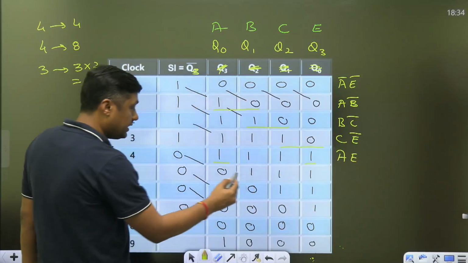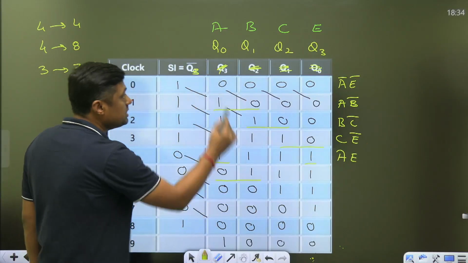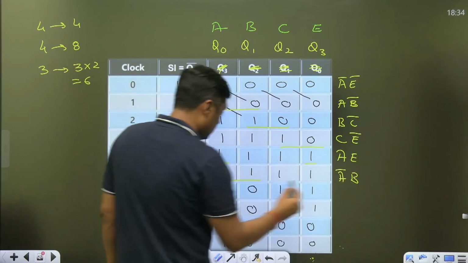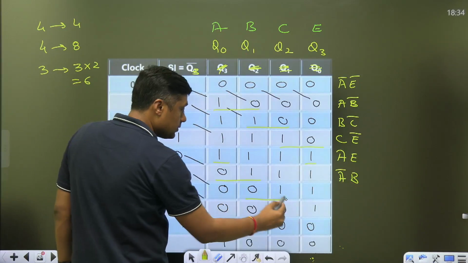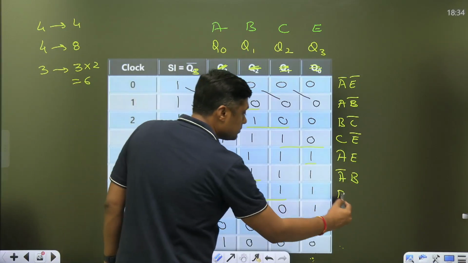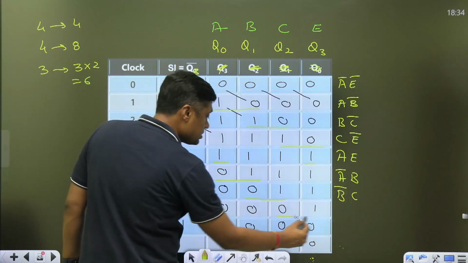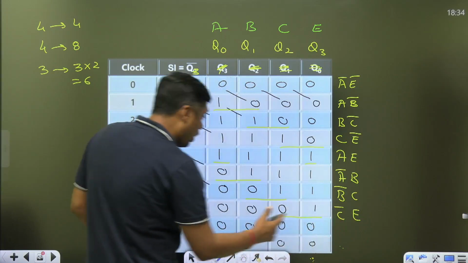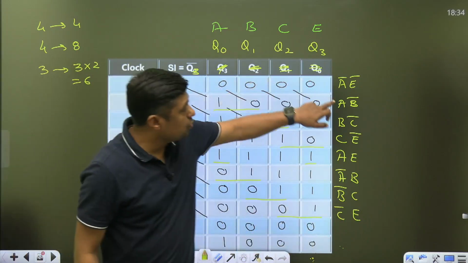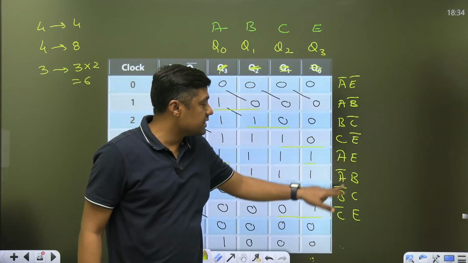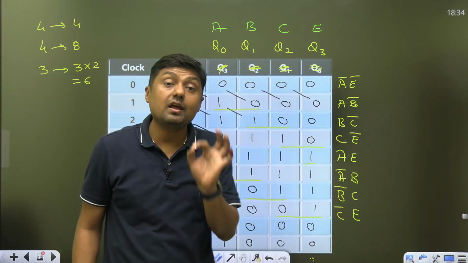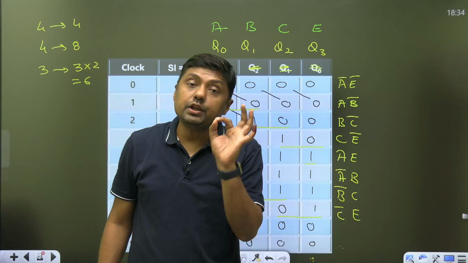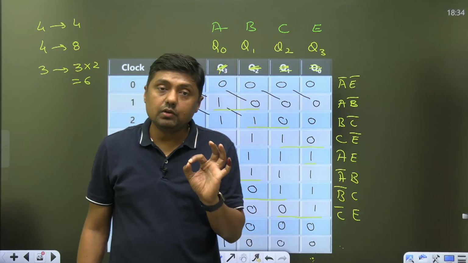Now after that it will become 0, 1. So what does 0, 1 mean? A bar B. Then this is B bar C. And now this is C bar E. Right? And now we have 1, 2, 3, 4, 5, 6, 7 and what? 8. Total 8 AND gates required, with every gate having only 2 inputs.